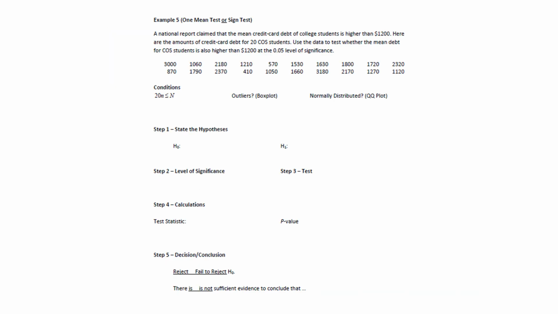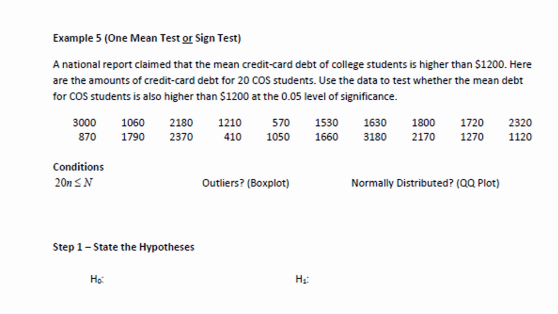Okay, here's example 5, and we're unsure whether this is going to be a one mean test or a sign test. We'll figure that out. A national report claimed that the mean credit card debt of college students is higher than $1,200. Here are the amounts of credit card debt for 20 COS students. Use the data to test whether the mean debt for COS students is also higher than $1,200 at the 0.05 level of significance. There are three conditions to check. This appears to be a one mean test. We're comparing the mean of a population, COS students, to a number, $1,200.